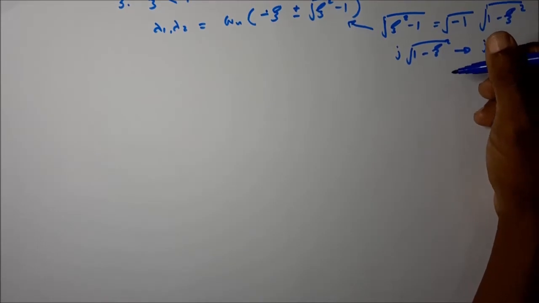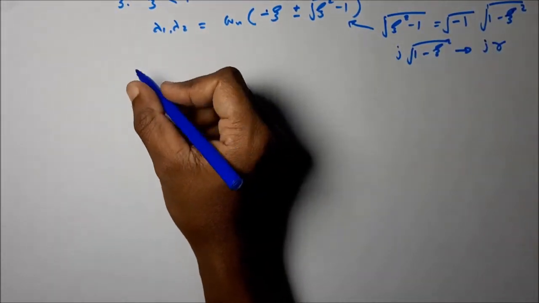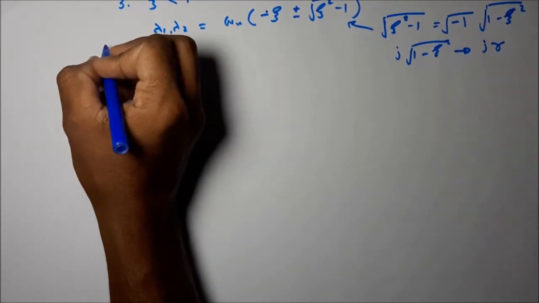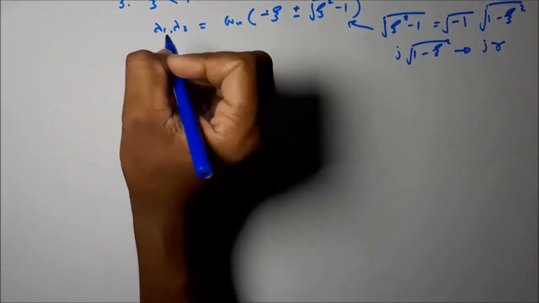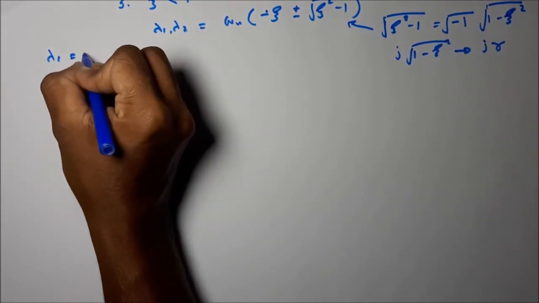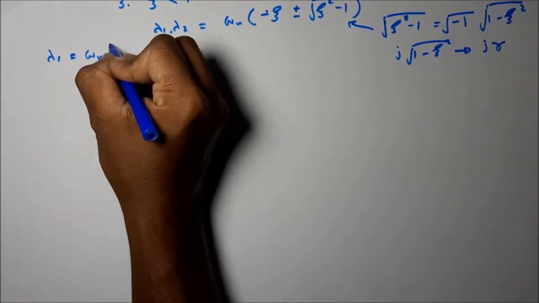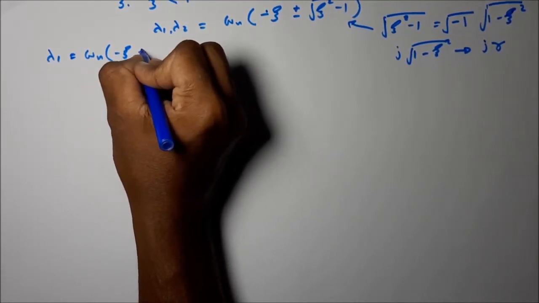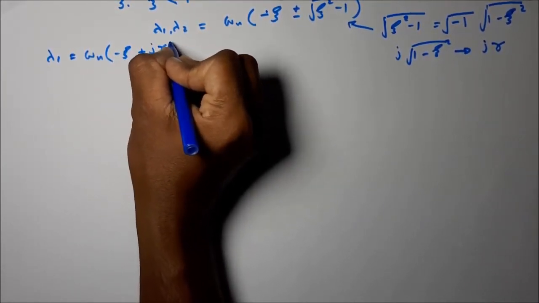In this situation, using gamma, I am going to write these two solutions. Lambda 1 is equal to omega n times minus theta plus j gamma.